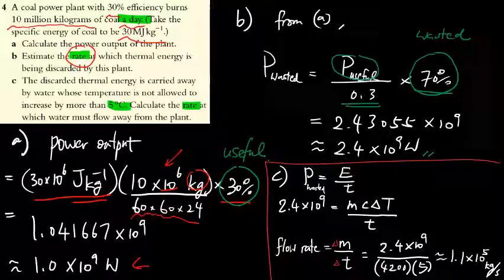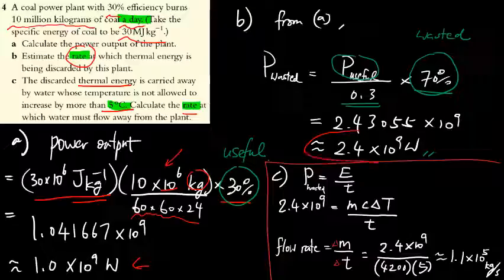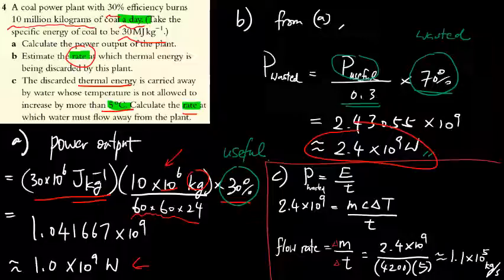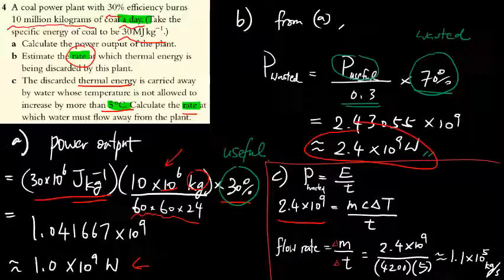For part C, it's a very interesting question. If you look at the question, it said the thermal energy is carried away by the water, whose temperature is not allowed to increase by more than 5 degrees Celsius, and calculate the rate at which the water must flow. So in that case, you need to think about the water absorbing the thermal energy at the rate of 2.4 times 10 to the power 9 watts. That means joules per second. And therefore, you can think about in 1 second, you will have 2.4 times 10 to the power 9 joules.